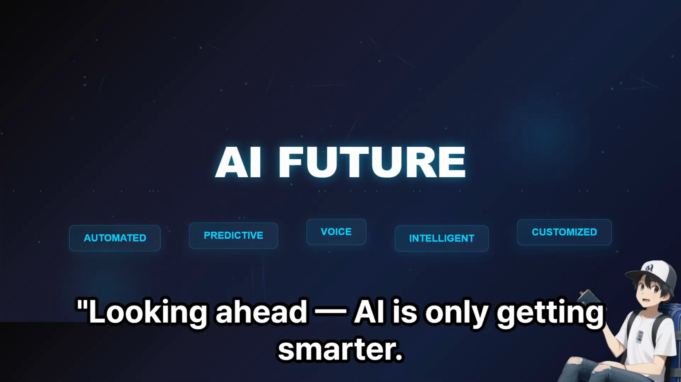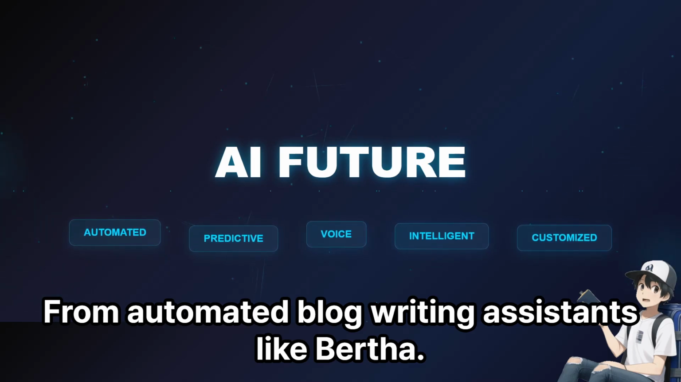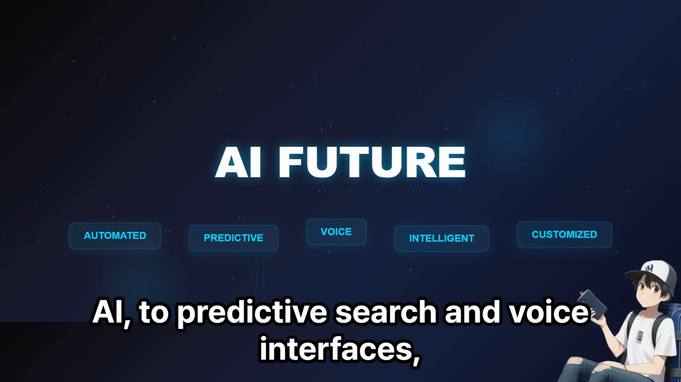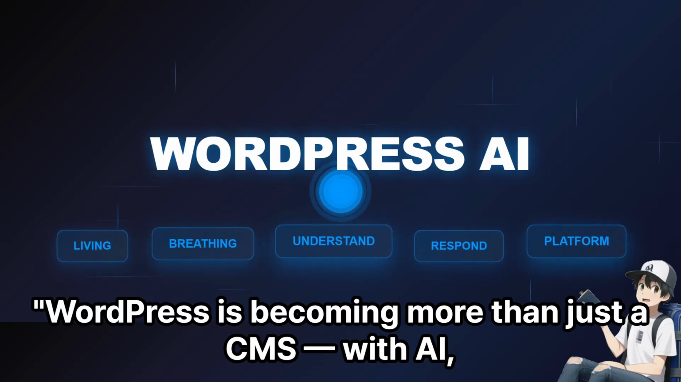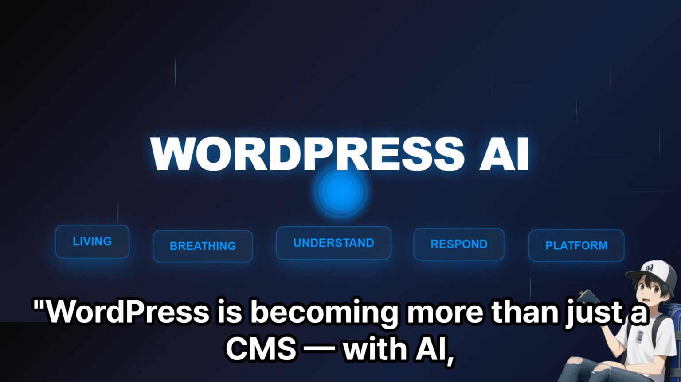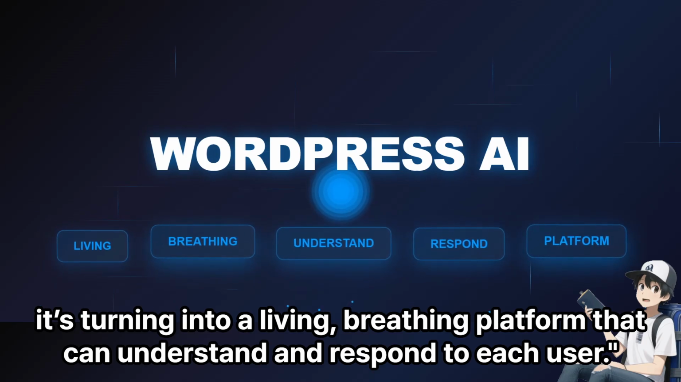Looking ahead, AI is only getting smarter. From automated blog writing assistants like Bertha.ai to predictive search and voice interfaces, the future is customized and intelligent. WordPress is becoming more than just a CMS with AI. It's turning into a living, breathing platform that can understand and respond to each user.